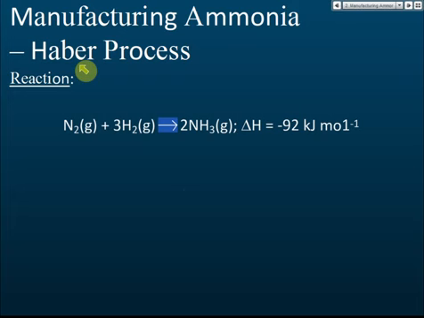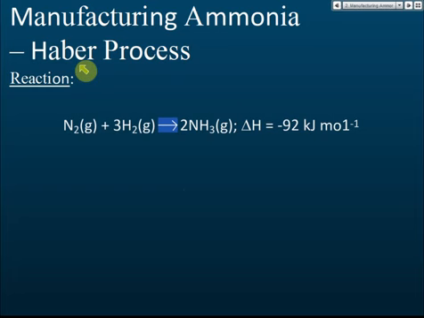In the contact process, we have 4 stages, right? Okay, we have 4 stages to produce sulfuric acid. But for the Haber process, there's just one step or one stage. So it is much easier or simpler compared to the contact process.